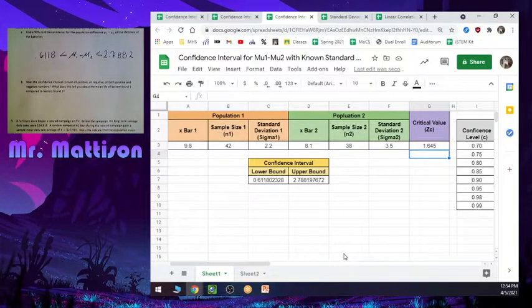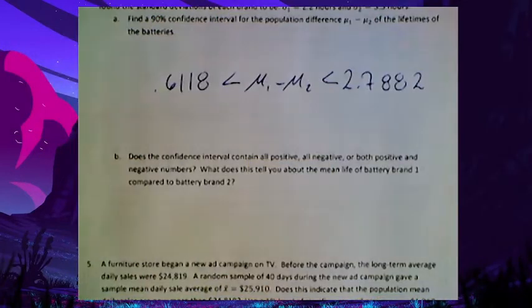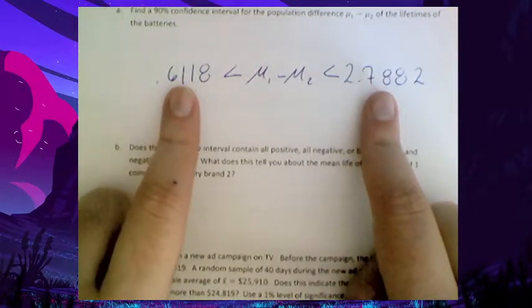So then part B is a little bit of an analysis problem. So I'll hop back over so you can see that a little bit larger. Does the confidence interval contain all positive, all negative, or both positive and negative numbers? What does this tell you about the mean life of battery brand 1 compared to battery brand 2? So, ours are both positive here.